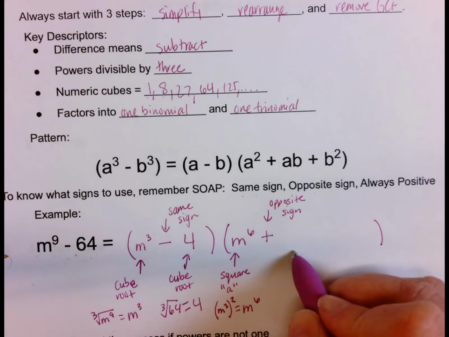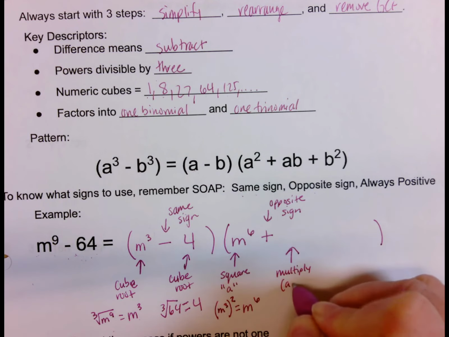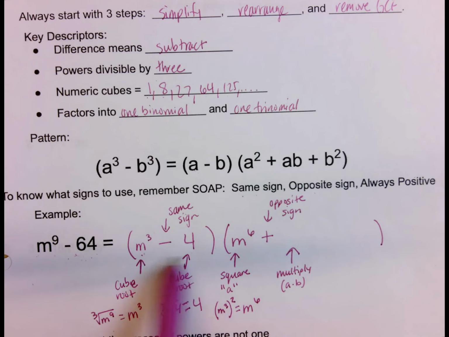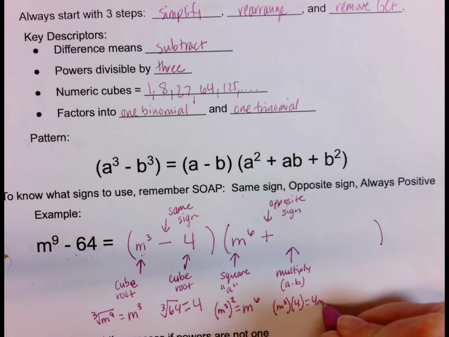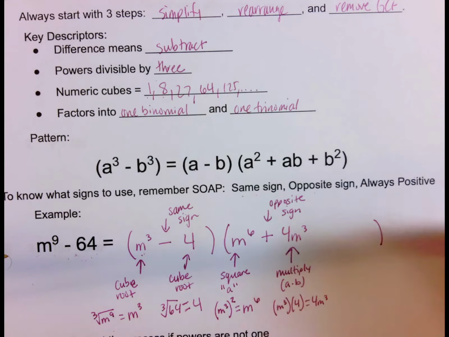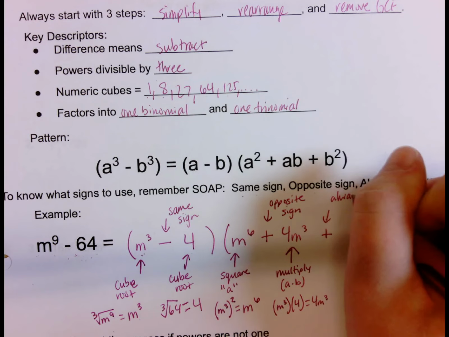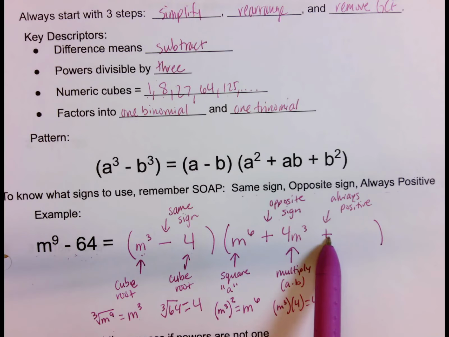Now, the middle term, we are going to multiply a times b. If you look at the pattern, this is a, this is b. We're going to multiply those two things together. So we're going to do m cubed times 4, and we would just rewrite that as 4m cubed. So 4m cubed goes right there. And then the final sign is always positive. So same sign, opposite sign, always positive.